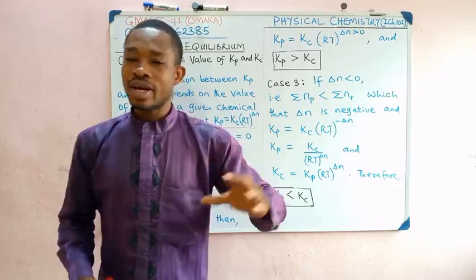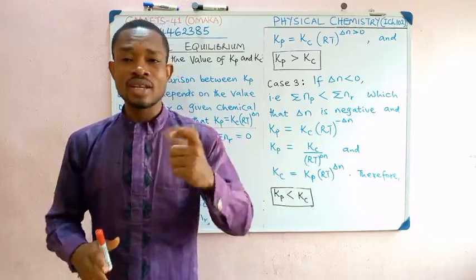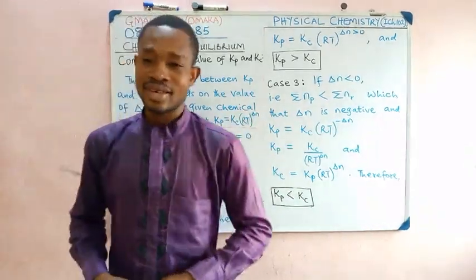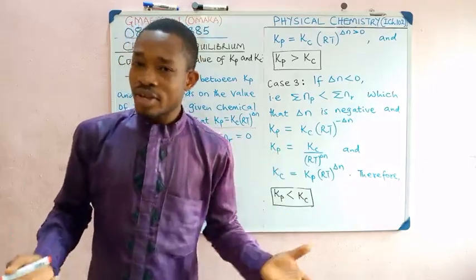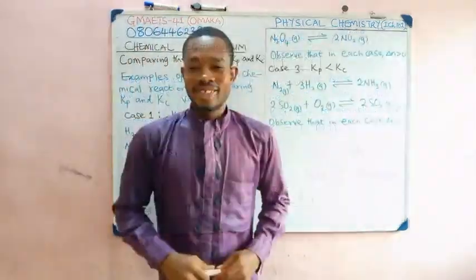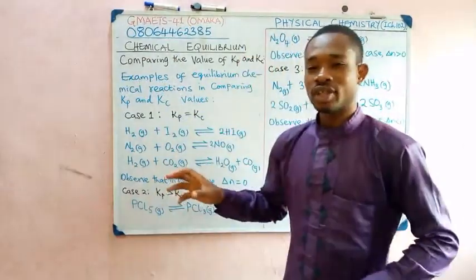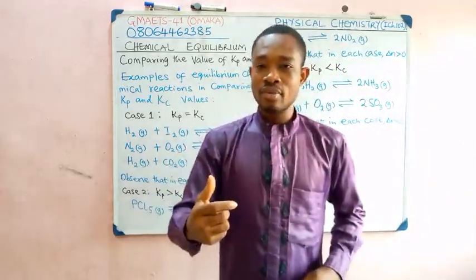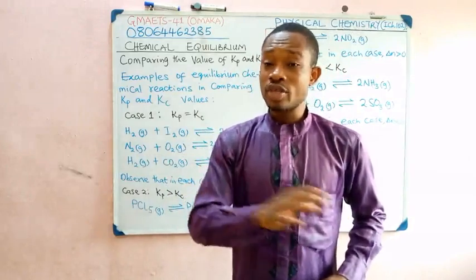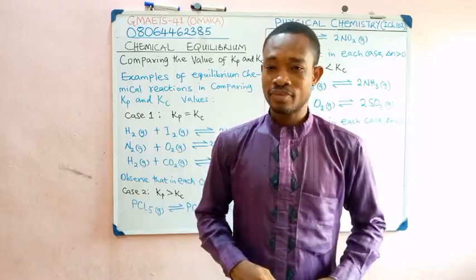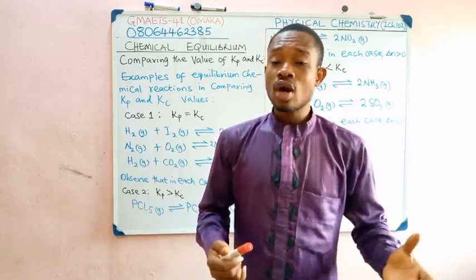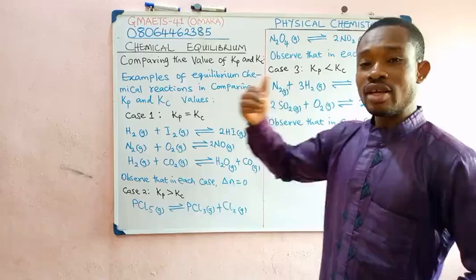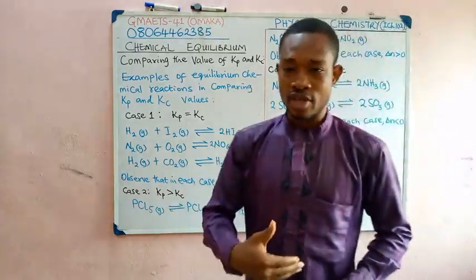In the next video, we're going to look at different equilibrium reactions, where we're going to see the comparison between Kp and Kc in terms of which is greater or whether they are equal. We now want to consider different equilibrium chemical reactions that will help us to see the comparison in numerical values between Kp and Kc, as to whether they are equal or whether one is greater than the other. We have 3 cases identified here based on the 3 cases stated previously.